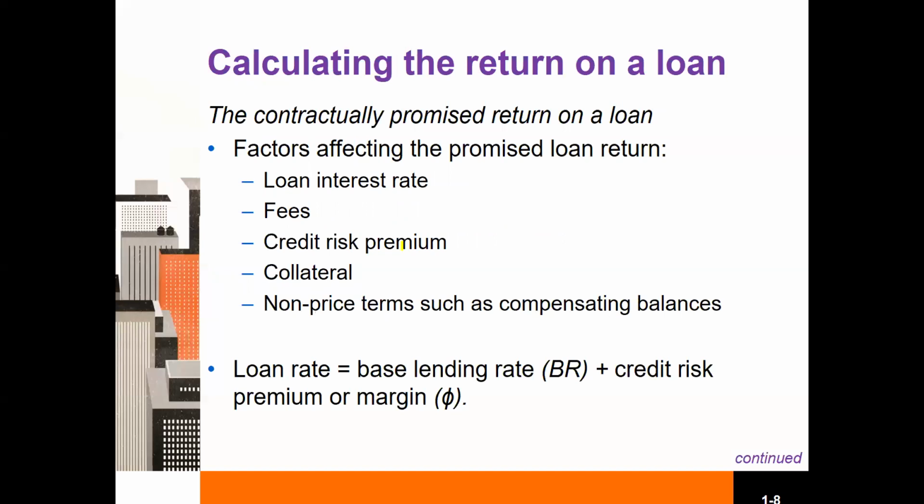Now, how do we calculate the rate of return on a loan? You understand that an important element in the credit management process, once the decision to make a loan has been made, is its pricing. This includes adjustment for the perceived credit risk or default risk of the borrower, as well as any fees or collateral backing the loan. So the total return earned by a bank on a loan depends on the interest rate, fees, credit risk premium, the premium that is charged for the creditworthiness of the borrower, collateral, and non-price terms, for example, compensating balance. We will discuss this shortly. So the loan rate will basically equal the base lending rate, maybe the prime rate, that's the lowest rate charged to the most creditworthy borrower, plus the credit risk premium. Credit risk premium is the additional return charged for the credit risk associated with a borrower.